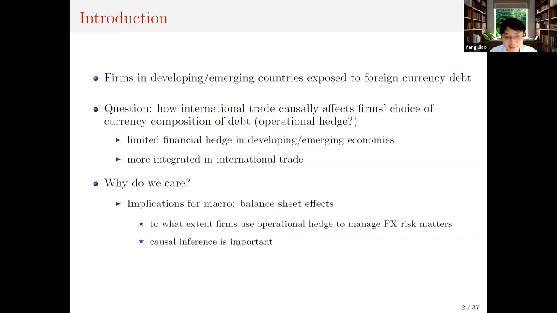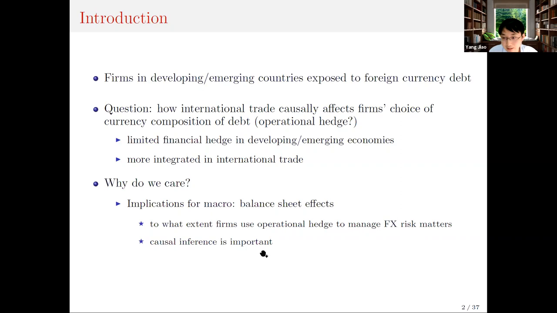But to what extent these firms are exposed to this balance sheet effect is not clear unless we have very detailed firm-level data. So in this paper, we use micro-level data from South Korea to see to what extent firms use this operational hedge to manage their foreign exchange risk.